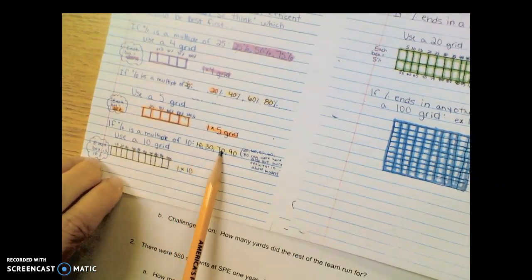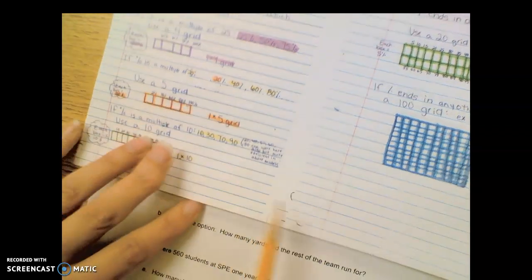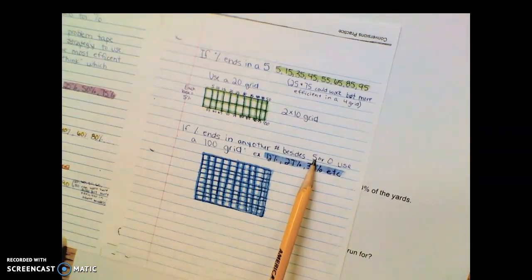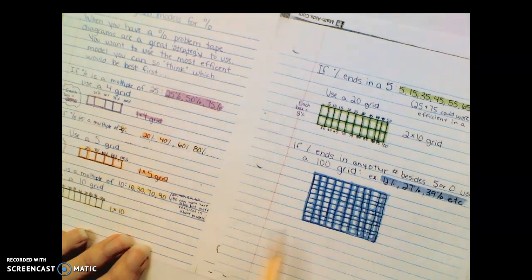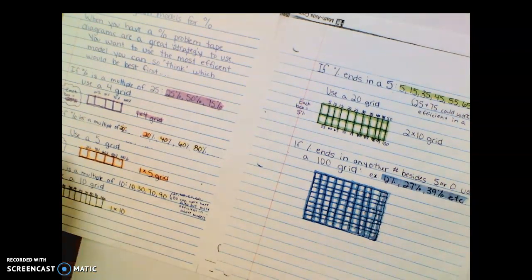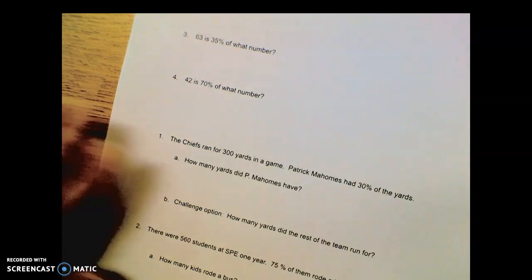Your 10, 30, 70, 90s would be the 10 grid. Anything that ends in a 5 and we haven't already covered would be this 20 grid. And then finally, anything that doesn't end in a 5 or 0 would be that hundreds grid. So eventually we need to get away from this, but if you're not quite there, use it as a resource. And the goal is the more we practice, the more automatic you'll become with those.